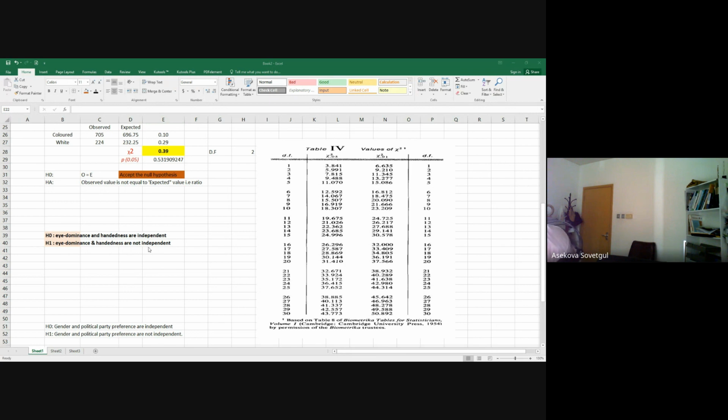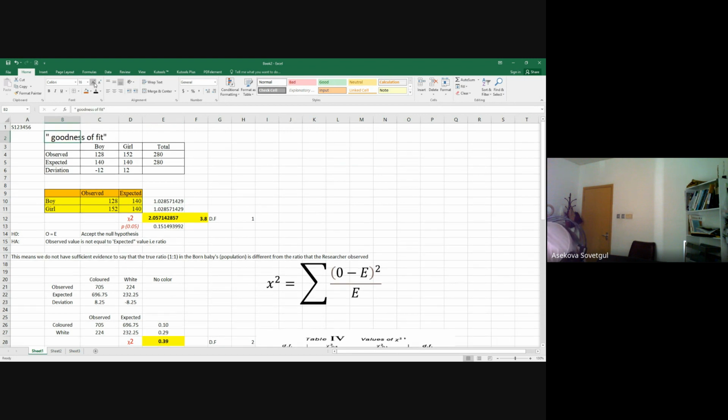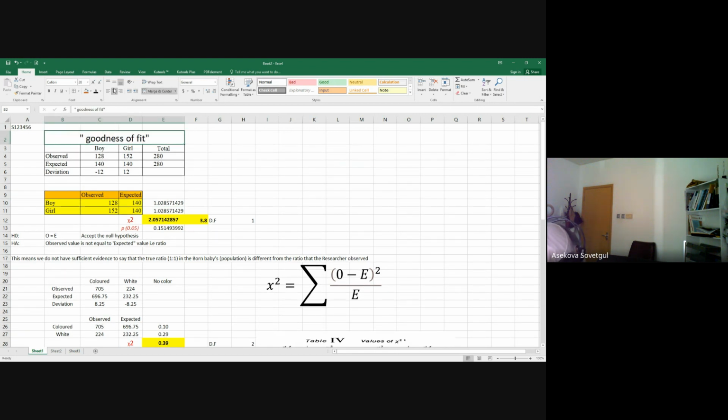Okay. So all this we have done is the chi-square goodness of fit. Yeah, I will write it down here. Chi-square goodness of fit. So always remember goodness of fit.